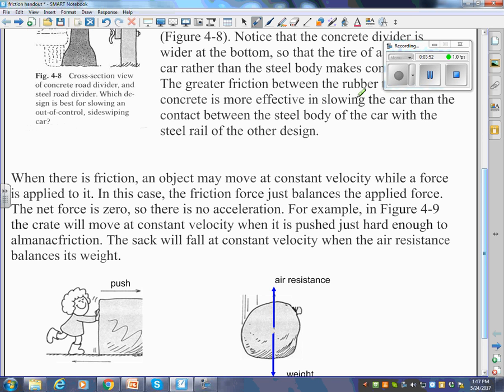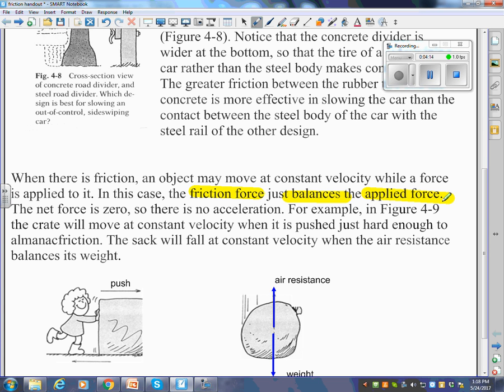When there's friction, an object may move at a constant velocity while force is applied to it. In this case, the friction force just balances the applied force. And what happens when friction and the applied force are balanced? Constant velocity, which could possibly be 0. The net force is 0, so there is no acceleration.